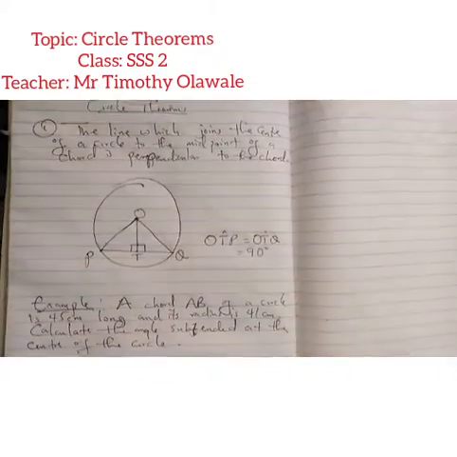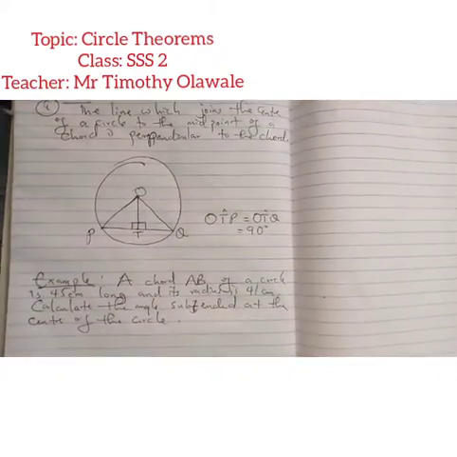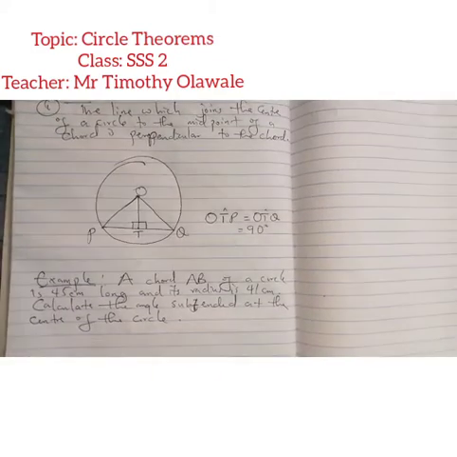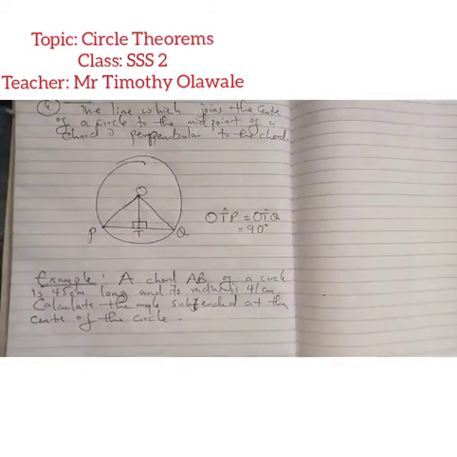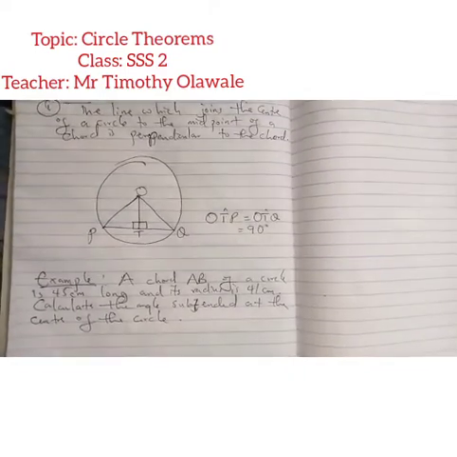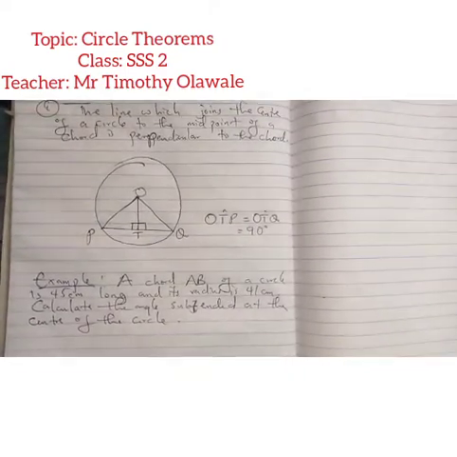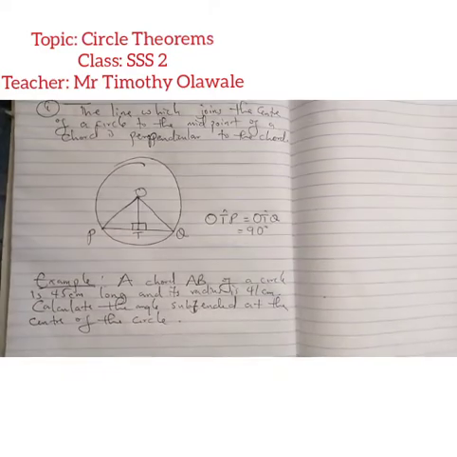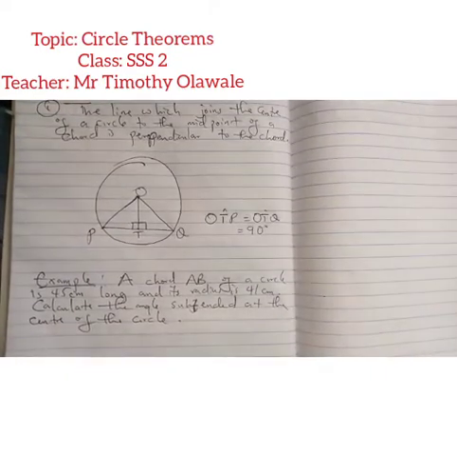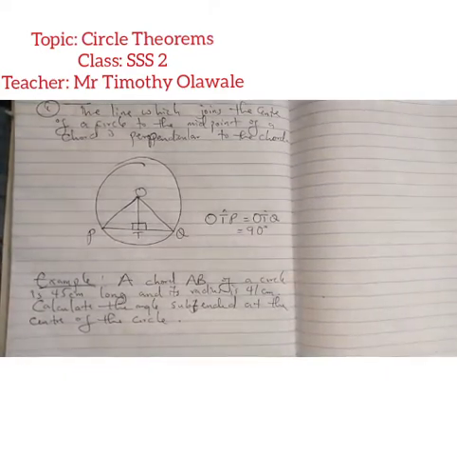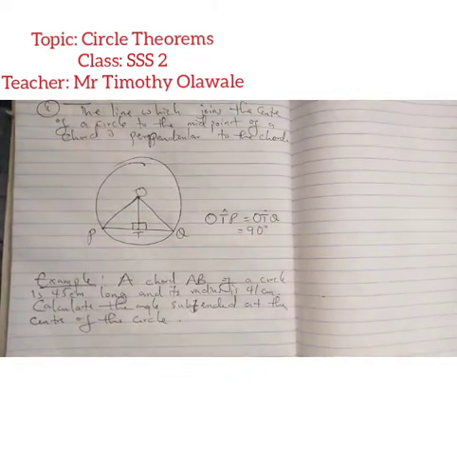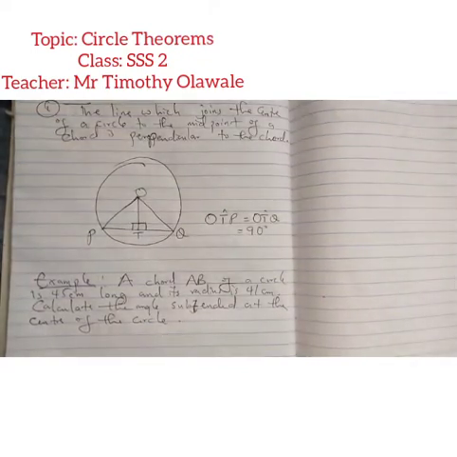All right, so let's start with the first example for the day. A chord AB of a circle is 45 centimeters long and its radius is 41 centimeters. Calculate the angle subtended at the center of the circle. So the first thing we are going to do is to draw it, or sketch it.